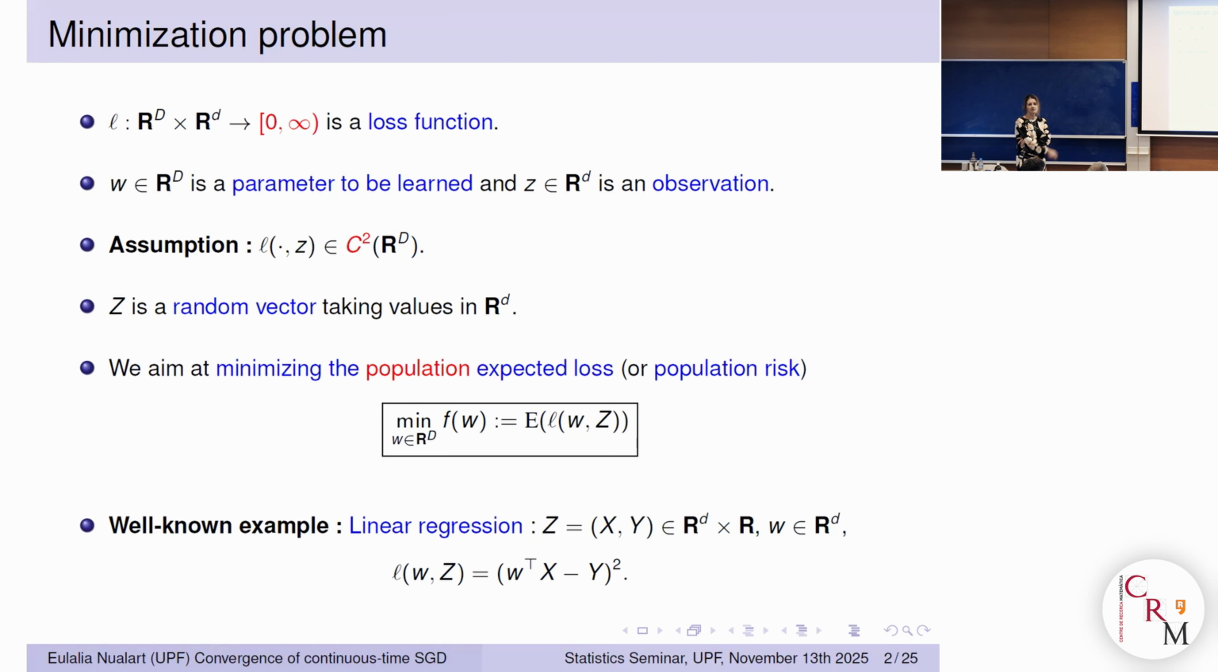This is the classical minimization problem of machine learning: we want to minimize the population expected loss given a random variable Z. The example that we know everything about is linear regression with the square loss function, where the prediction is just W transpose X. Let me write this here just to remember the problem, with W in R^D.